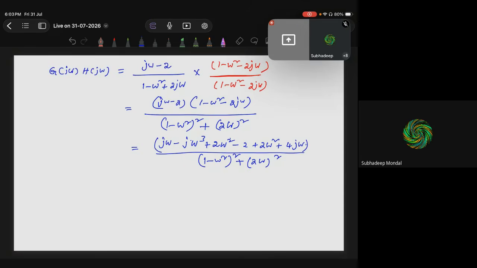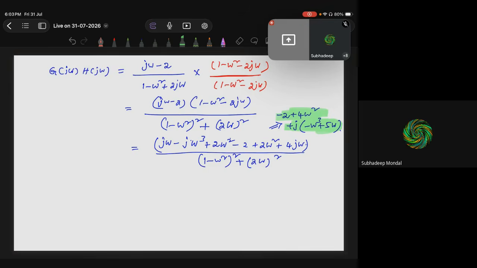So this will be equivalent to what? We can write it like minus 2 plus 4 omega square, plus j terms, minus omega cube plus 5 omega. Am I clear? This is the numerator, in a plus jb form. The denominator, we have that now.